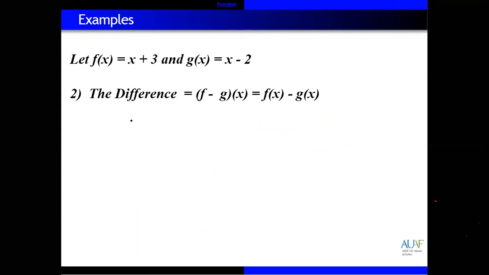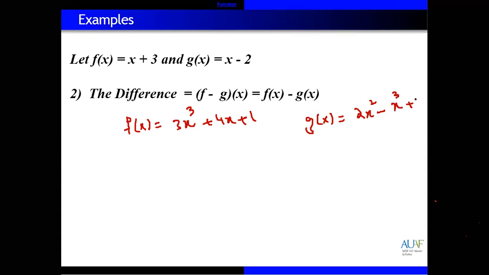Let's suppose we take another function: f of x is equal to 3x power 3 plus 4x plus 1. This is f of x. g of x is equal to 2x square minus x cube plus 11. Now how can we subtract these? So subtract f of x minus g of x.